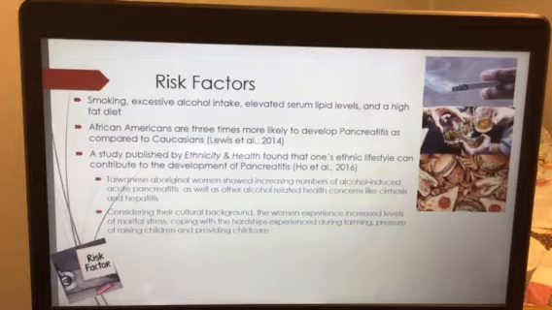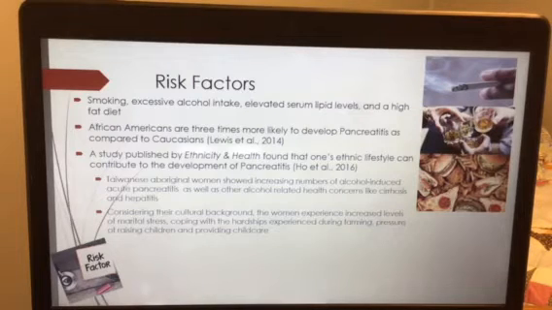And I found an interesting study published by Ethnicity and Health that found that one's ethnic lifestyle can actually contribute to the development of pancreatitis. So this study focused on Taiwanese Aboriginal women, and it showed that those women actually had increasing numbers of alcohol-induced acute pancreatitis due to their cultural background.